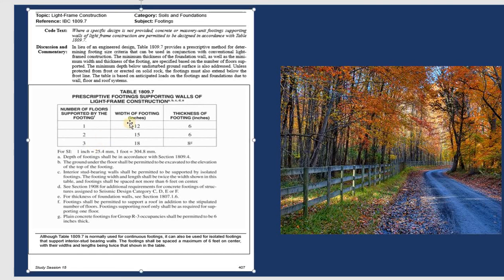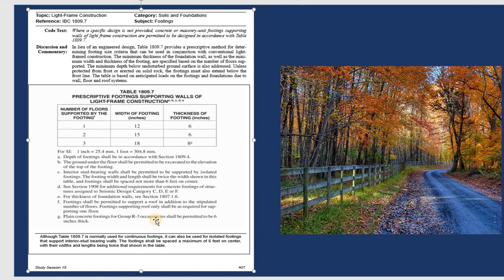For 3 stories, the width of the footing is 18. So basically 12, 15, 18, it changes from first, second, and third level. And the thickness right now they need is 8 inches. So basically this is the standard one for the footing. When you design for 1, 2, or 3 levels, this is how big the footing is right here, and how thick the footing is right there.